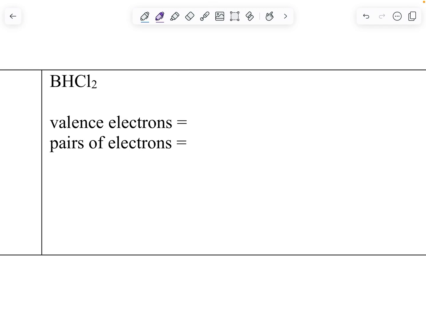On page 4, we are going to draw the Lewis structure for BHCl2 together. So the steps are the same. We are going to begin by adding up the valence electrons available. So boron has 3, plus hydrogen has 1, plus chlorine has 7 valence electrons, but there's 2 of them. So my total valence electrons here, 7 times 2 is 14, plus 4 more is 18.